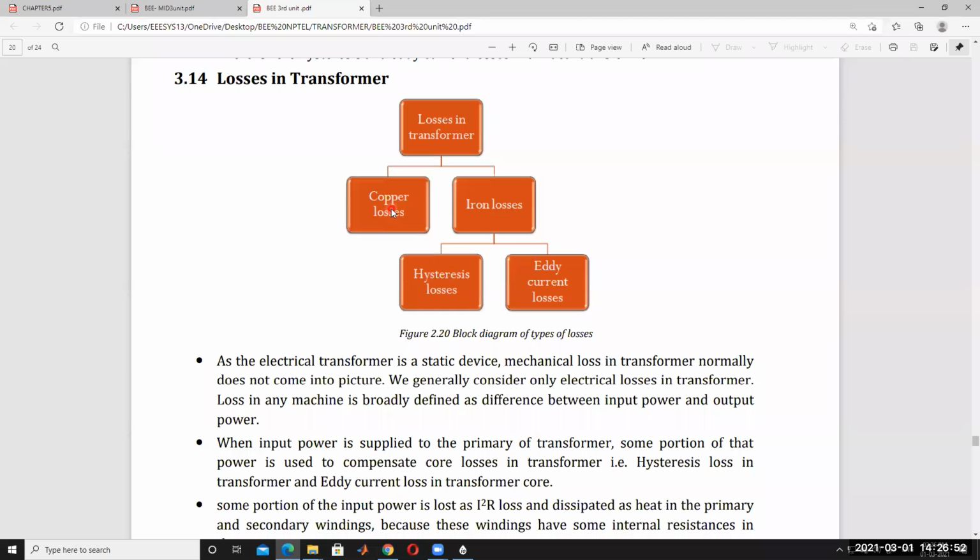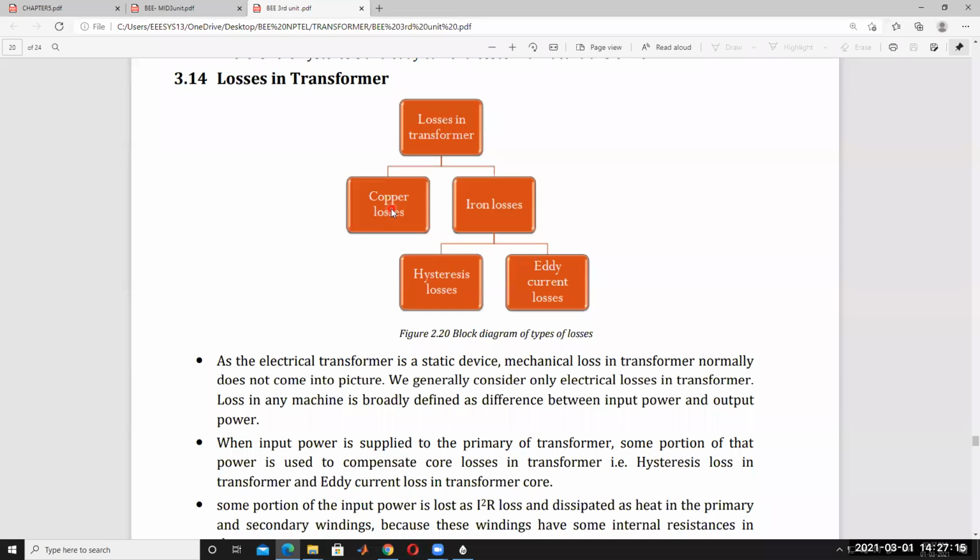Why? Because a practical transformer has some winding resistance. That is why we get some losses because of the winding resistance. Those losses are called I square into R, and that is called copper loss.